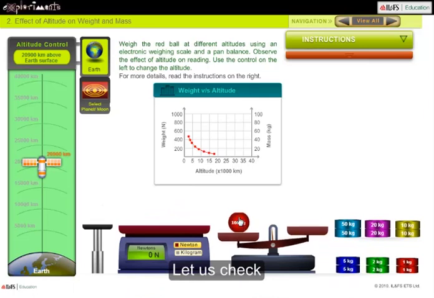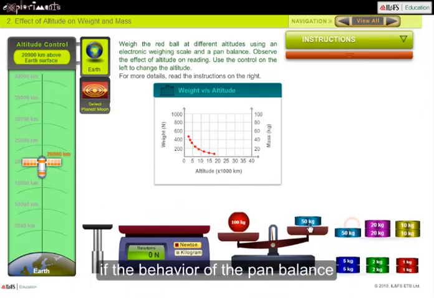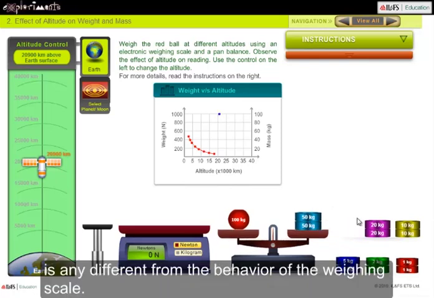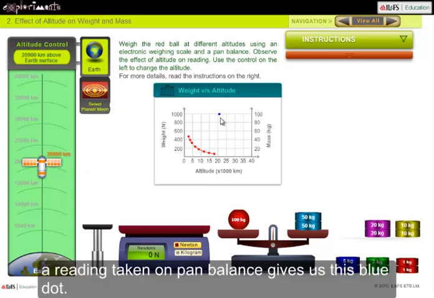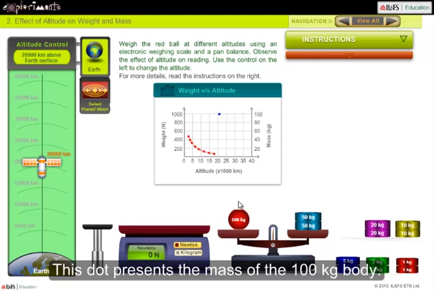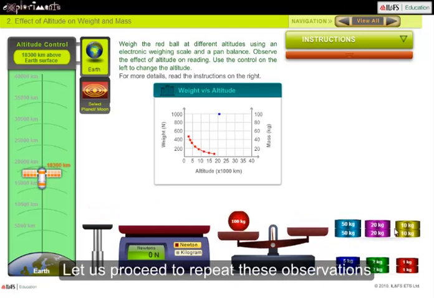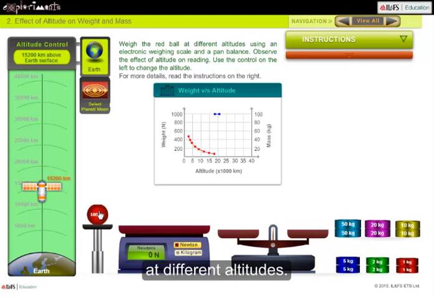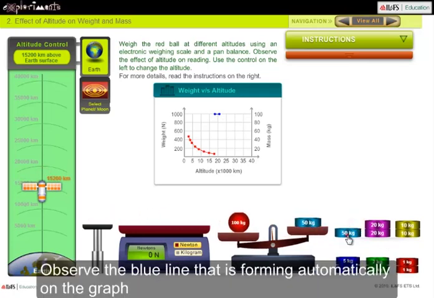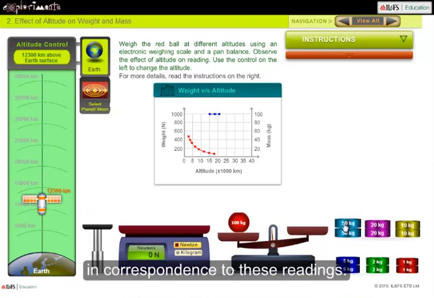Let us check if the behavior of the pan balance is any different from the behavior of the weighing scale. At 20,900 kilometers, a reading taken on the pan balance gives us this blue dot. This dot represents the mass of the 100 kilogram body. Let us proceed to repeat these observations at different altitudes. Observe the blue line that is forming automatically on the graph in correspondence to these readings.